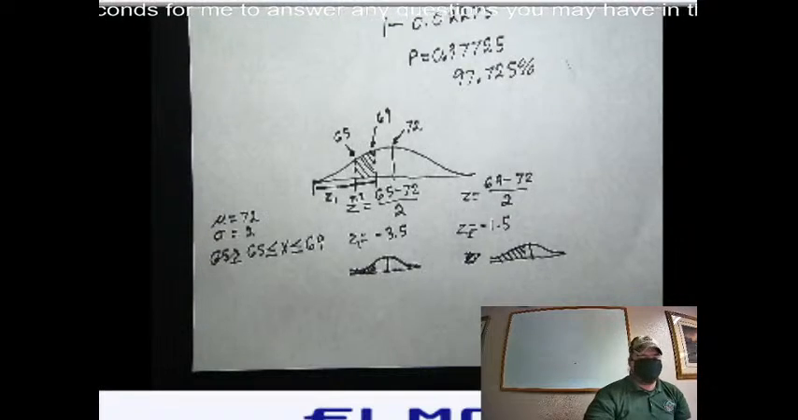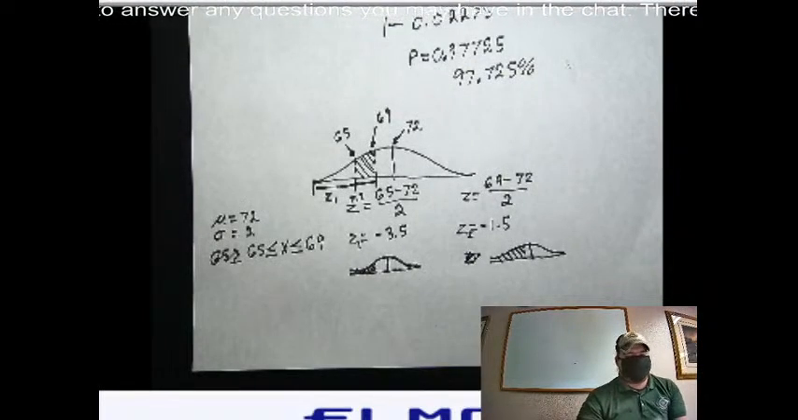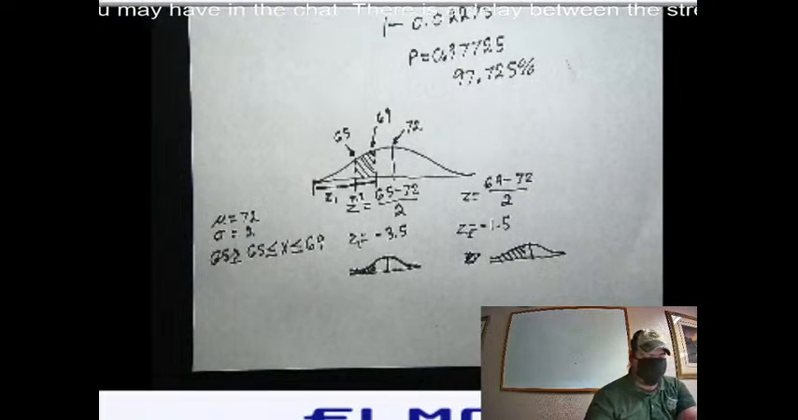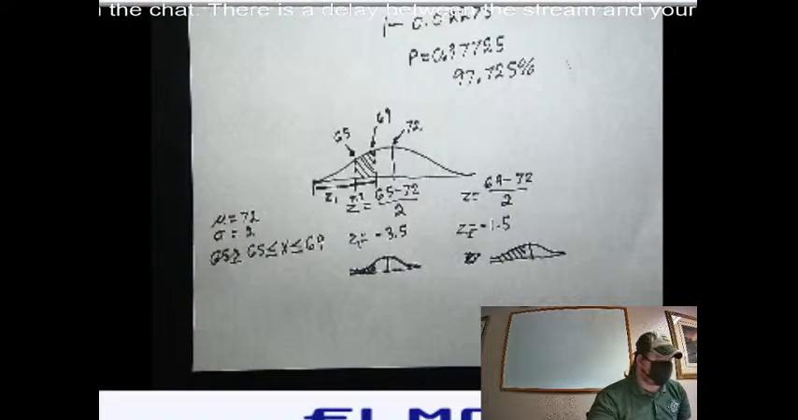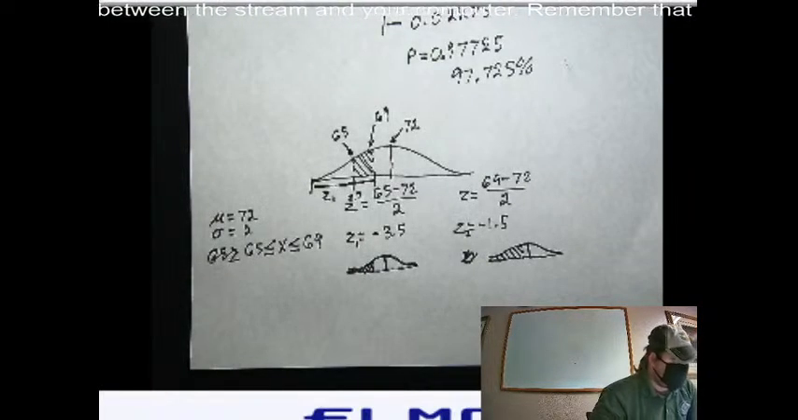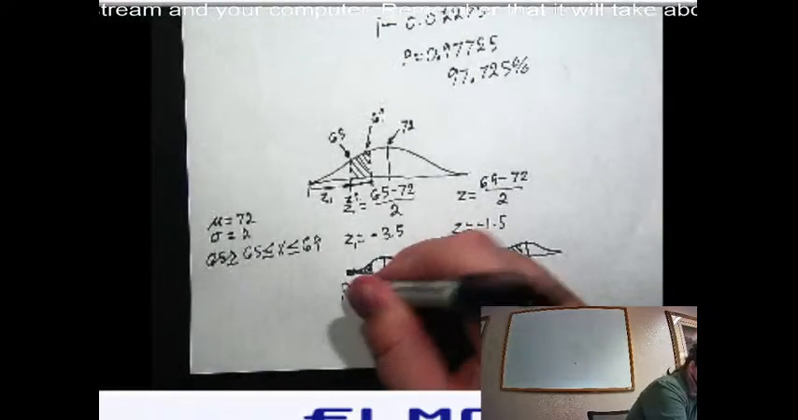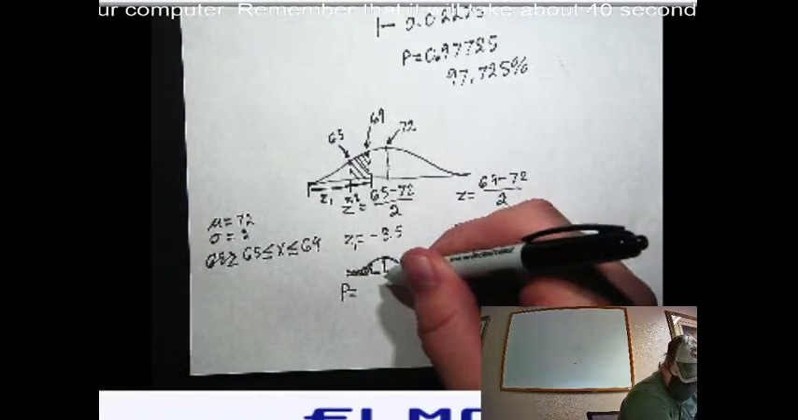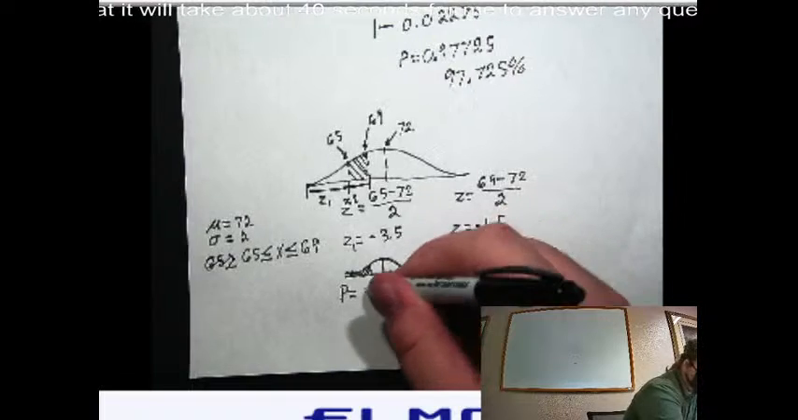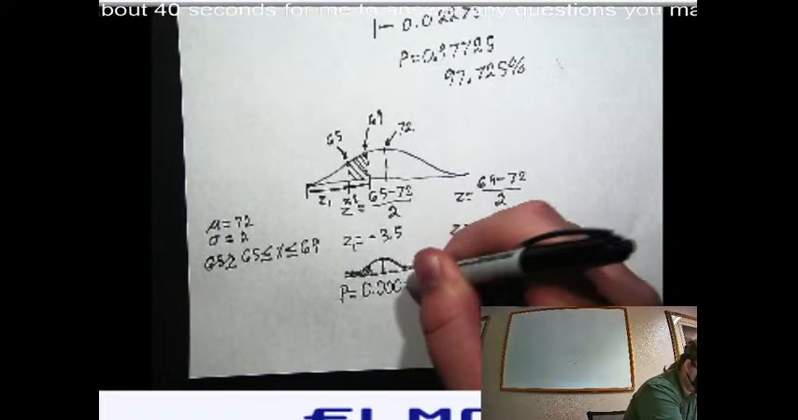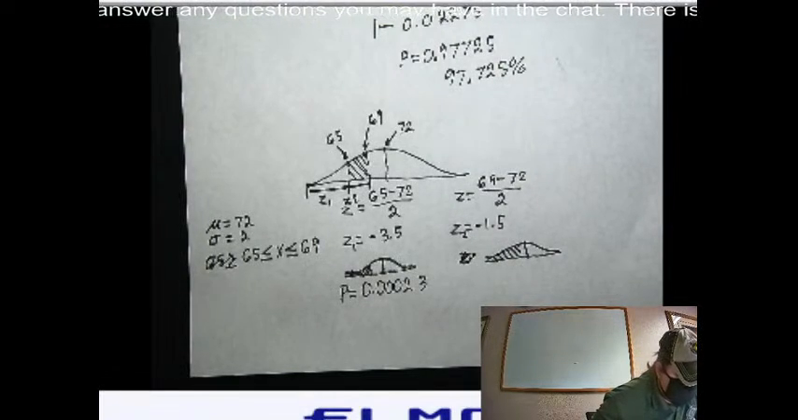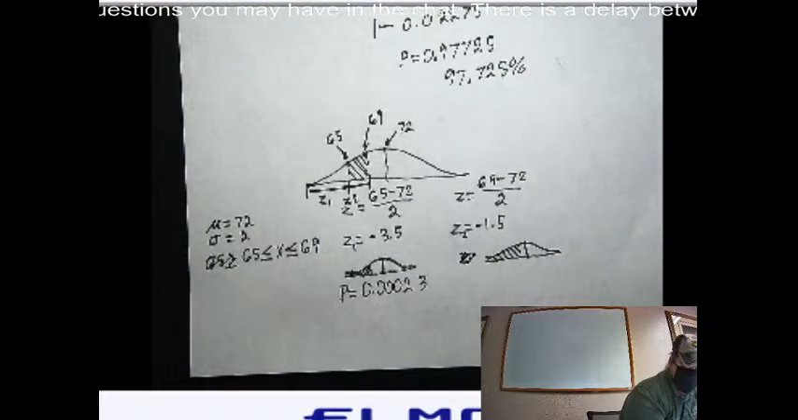Okay? So let's go ahead and find our probabilities, and then I'll let you think about what this means. So, looking at our negative z table, negative 3.5 is a probability of 0.00023, and then this one, negative 1.5, is 0.06681.